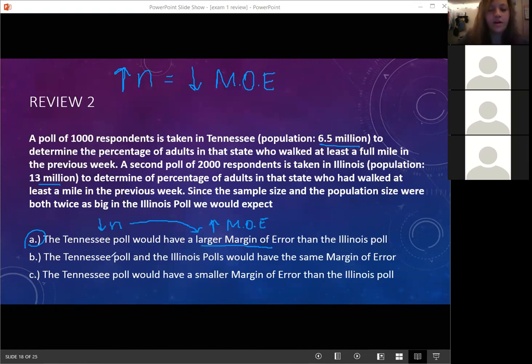In this case, it's understandable to think that it might be the same, but even though they're both very large, Tennessee is much smaller in comparison to one another. If we're looking at it just in general, in comparison, that is where this comes from. Does that make sense why our answer is A? All right, cool.